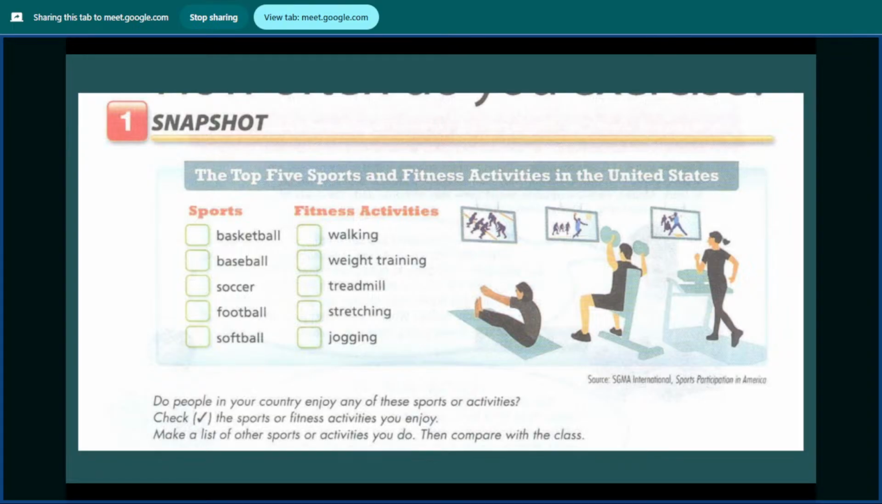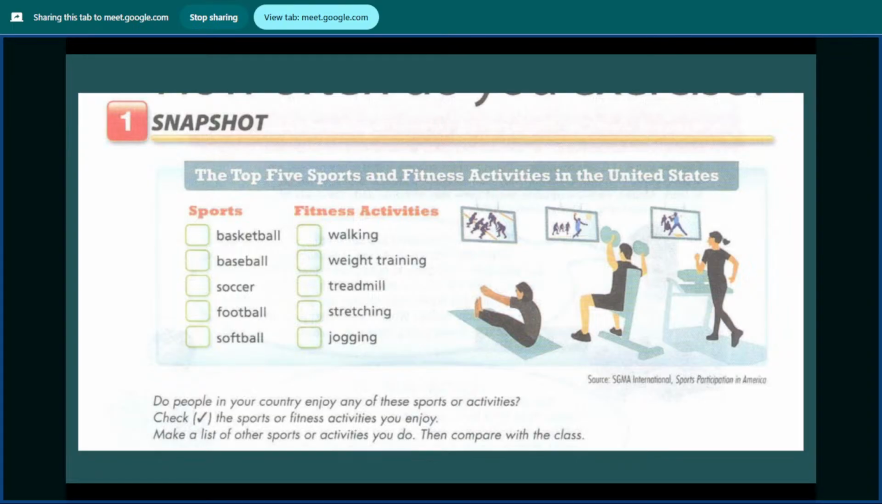Now first question, you have to tell me, do people in your country enjoy any of these sports or activities? Yes. Okay, what is the question? Do people in our country enjoy any of these sports or activities? So along with yes, you will also mention the activities and sports. Only yes will not be the answer over here.